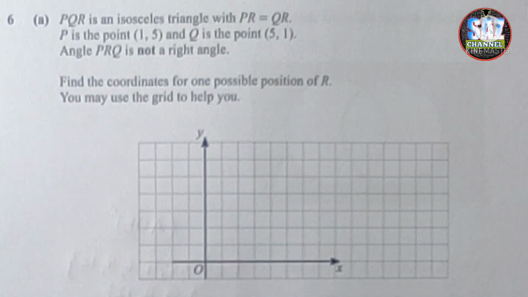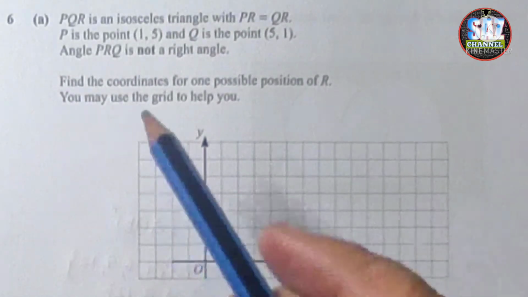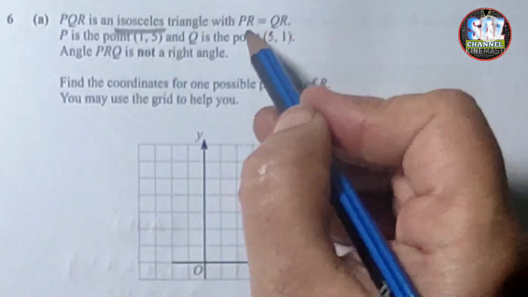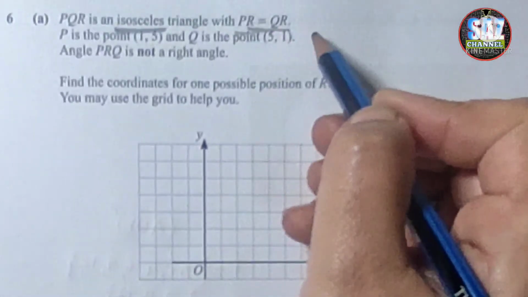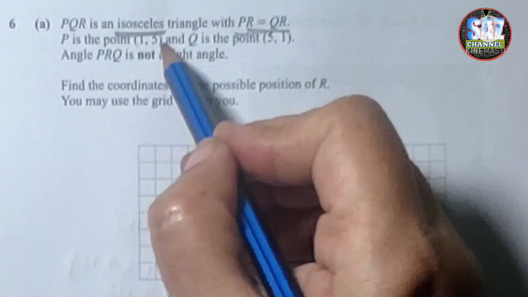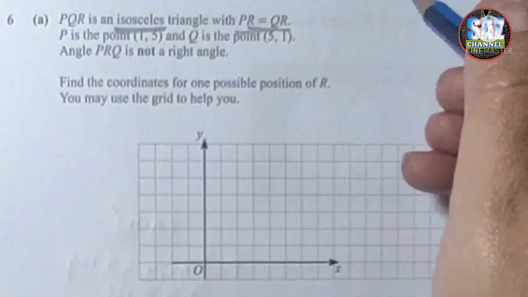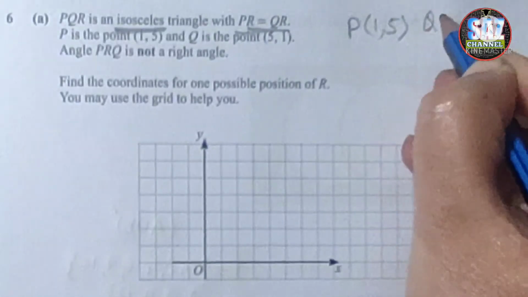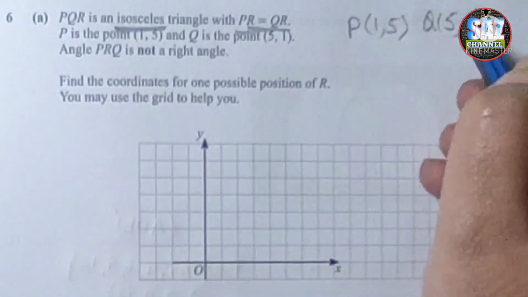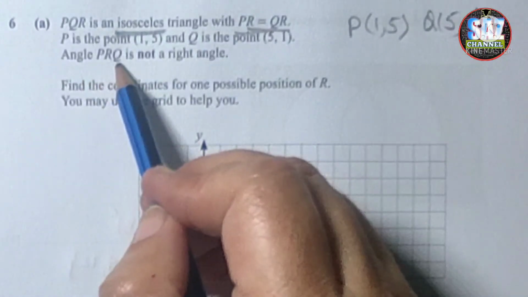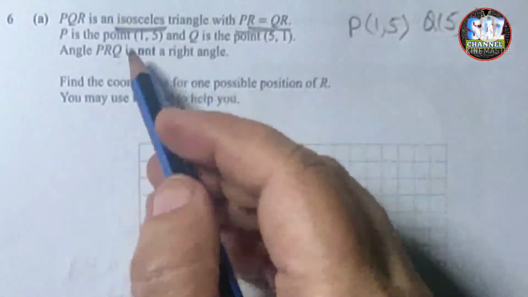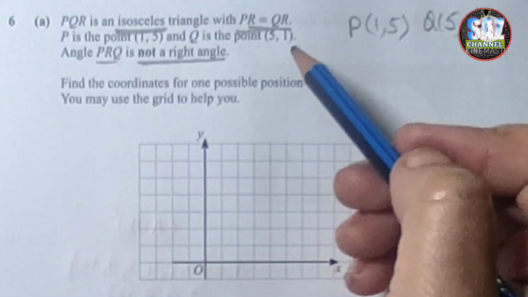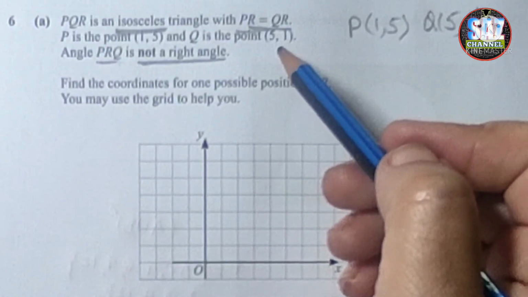Let's read the question first. The question says PQR is an isosceles triangle with PR equals QR. P is the point (1,5) and Q is the point (5,1). P (1,5) and Q (5,1). Angle PRQ is not a right angle. This is also important information that we have to keep in our mind.